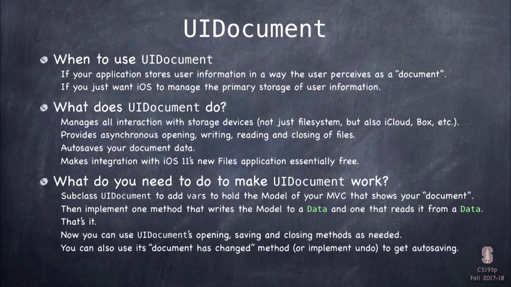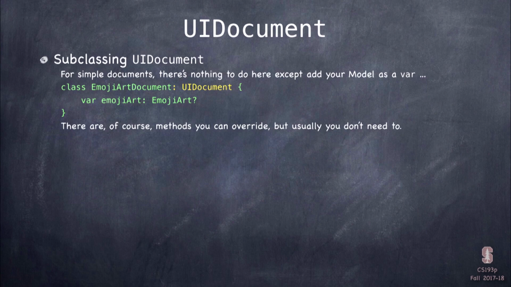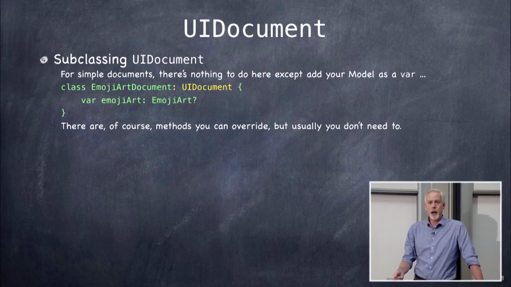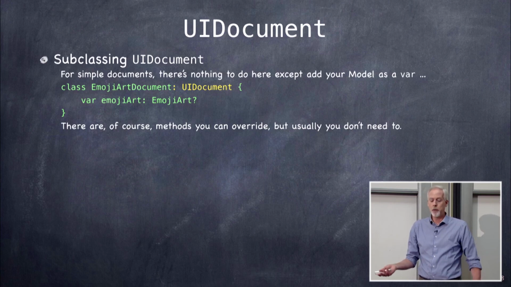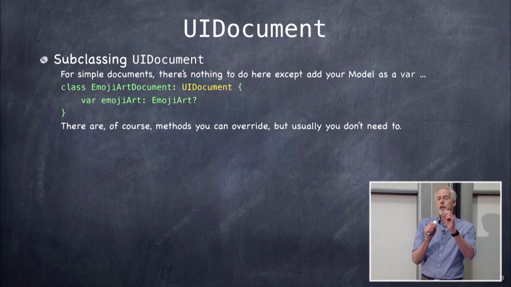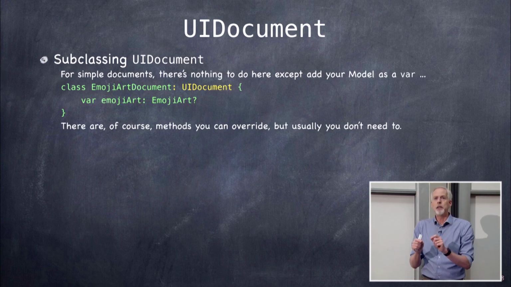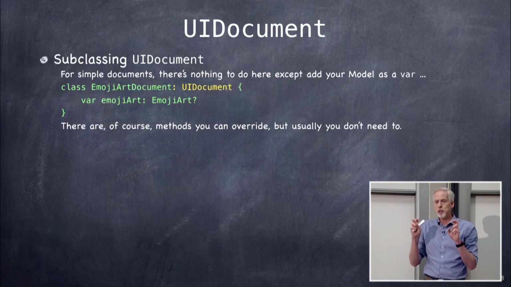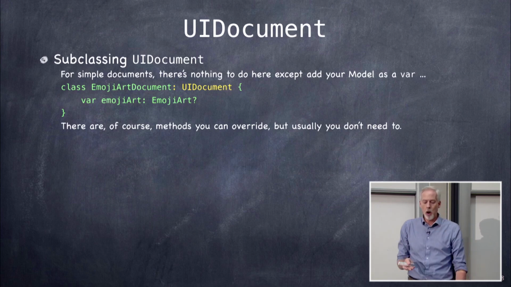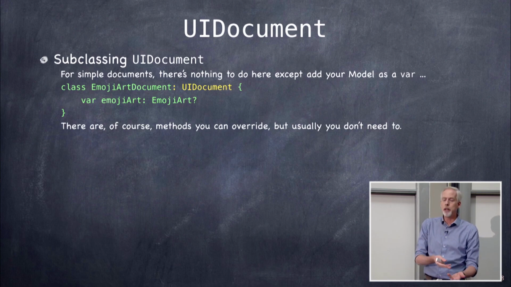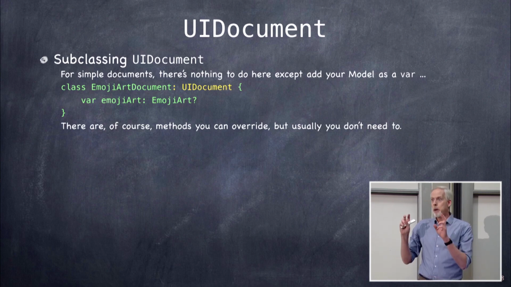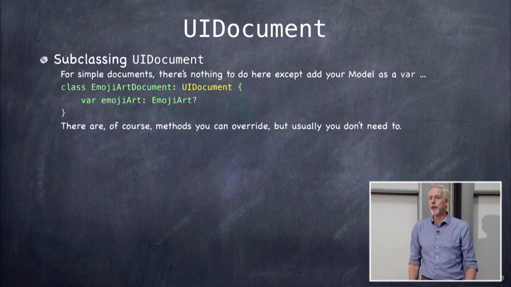Really, you implement two methods, get and set my model as a Data. So how do we do that? We subclass UIDocument, and we override two methods, the one that creates a Data and one that gets our model from a Data. Now, we're almost always going to want to add a var in our UIDocument subclass, which is the model, the model that we're going to be converting to and from a Data. So here, if I had an EmojiArtDocument, subclassing UIDocument, I'm adding a var called emojiArt, which is of type EmojiArt. That's presumably the type of the model that I have in my EmojiArtDocument.